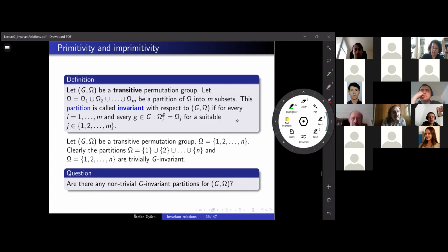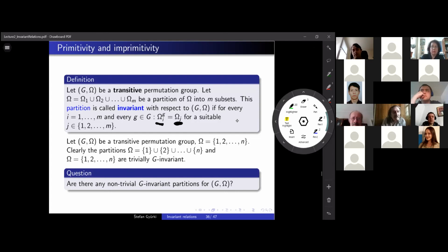So let us take a transitive permutation group and take a partition of the ground set omega into M subsets. This partition is called invariant with respect to this permutation group if for each element of the permutation group and each image of the subsets which appears in the partition, it holds that the image of each subset is some subset from the partition.